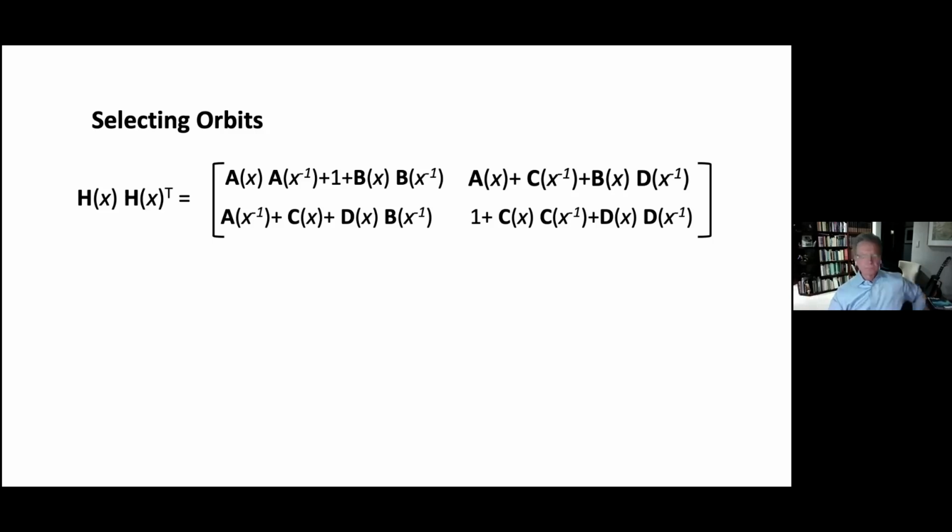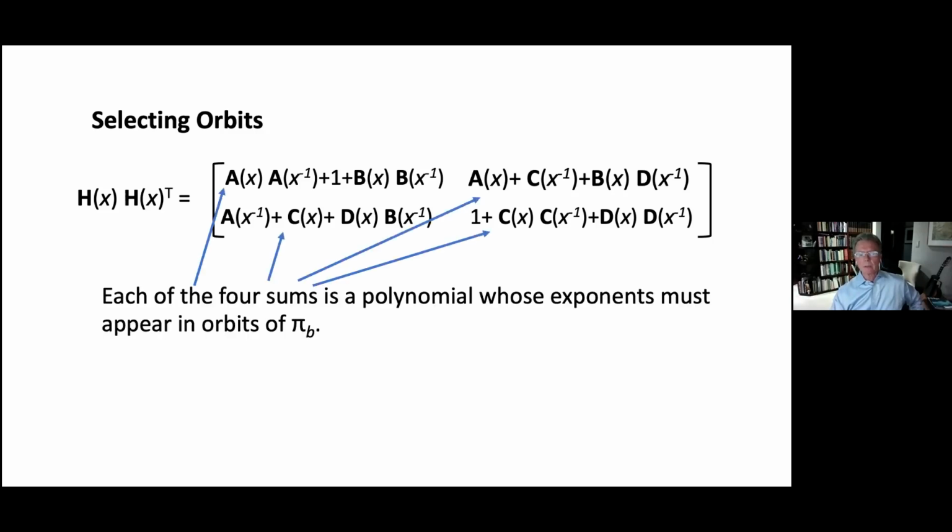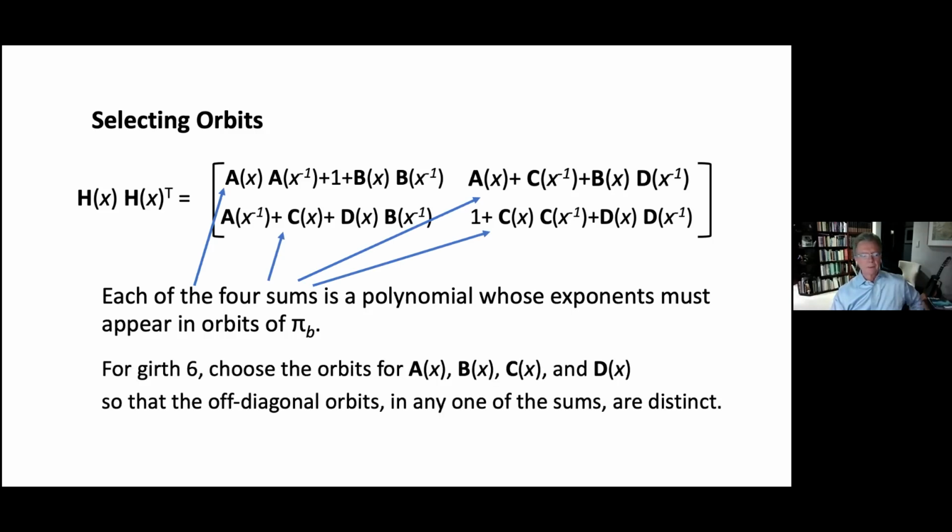So here's what you get for that form of h of x when you do this multiplication. And I know that all these orbits are going to be polynomials that occur, with exponents occurring as orbits. And I'm going to choose these polynomials in that template I gave you so that I don't get anything other than girth 6. That in the product, I don't get off diagonal elements where I get a multiple of 2 or greater. All these off diagonal elements, including in these matrices, have to be 1 or 0.